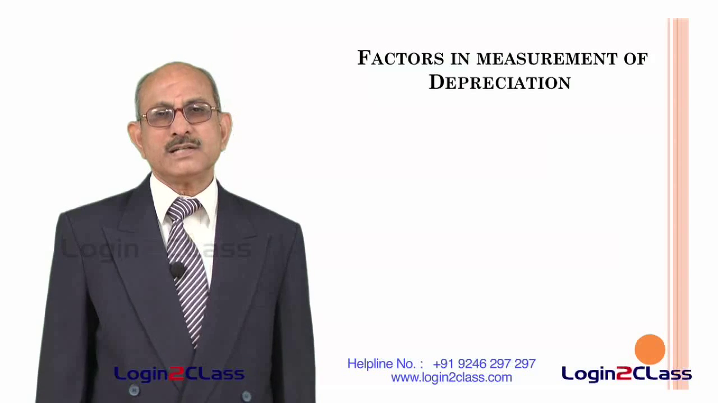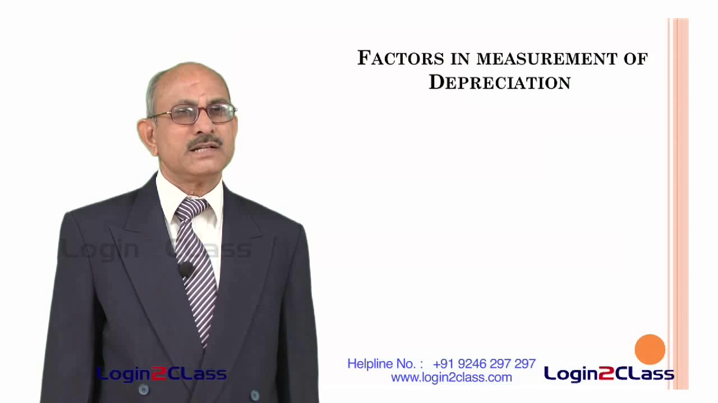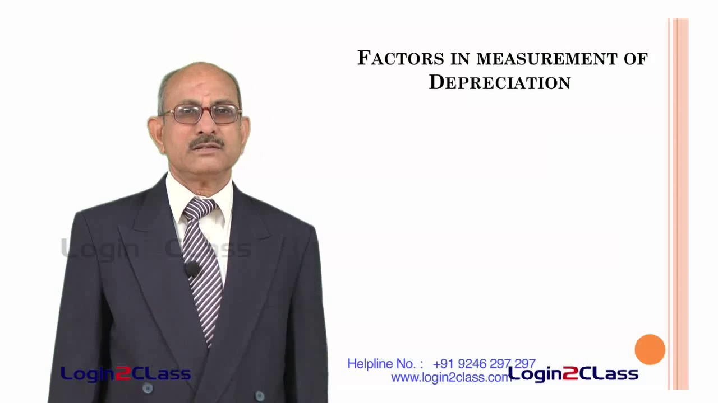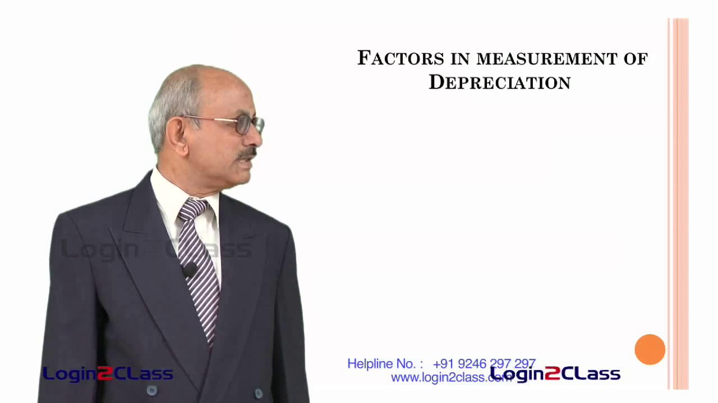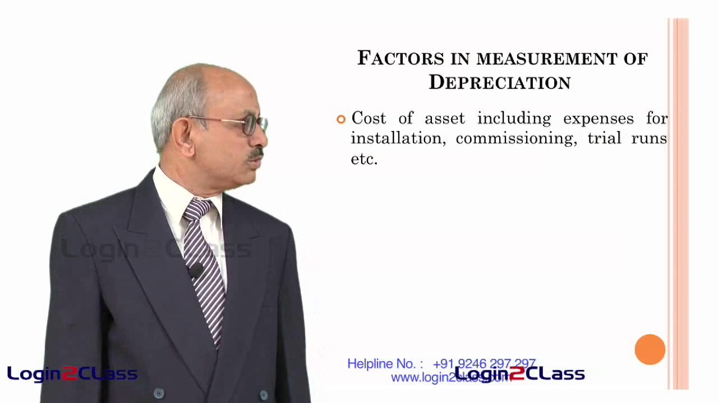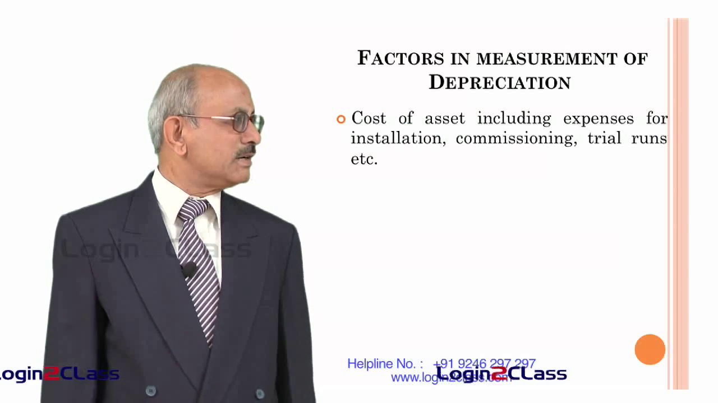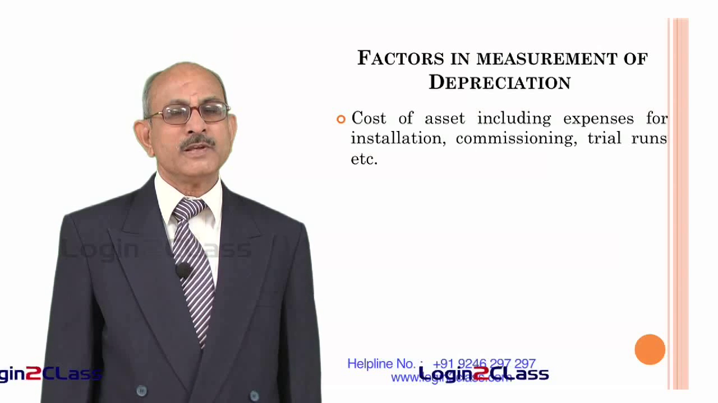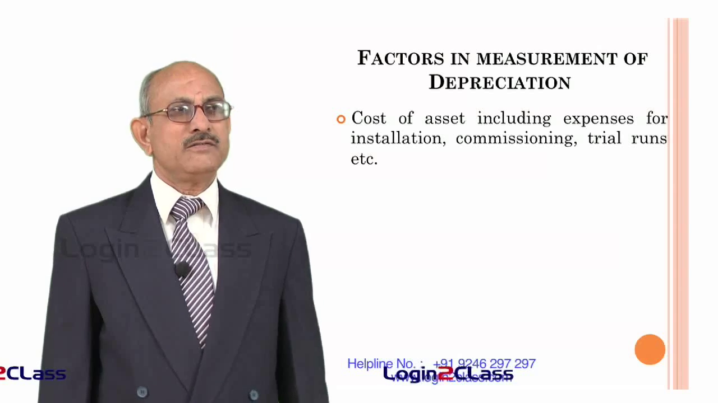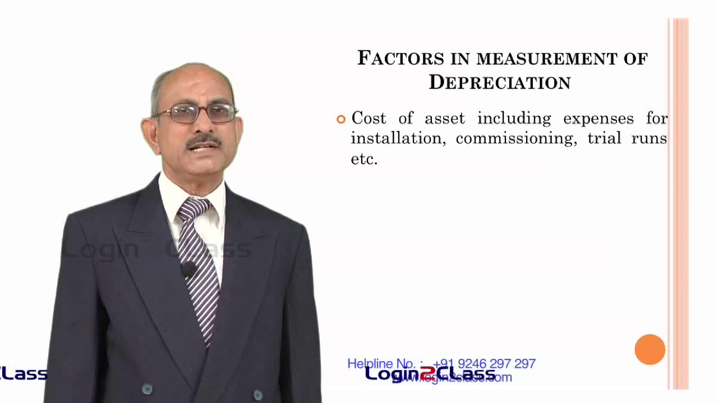And for that we have to understand what are the factors which are required to be noted in order to measure depreciation. So the factors in measurement of depreciation are three. One is the cost of the asset, which includes the expenses for installation, commissioning, trial runs, etc. So the cost of the asset has to be ascertained. This is the historical cost at which the asset has been acquired by the entity.